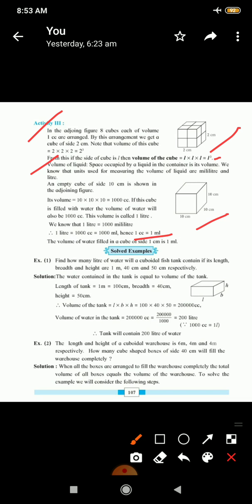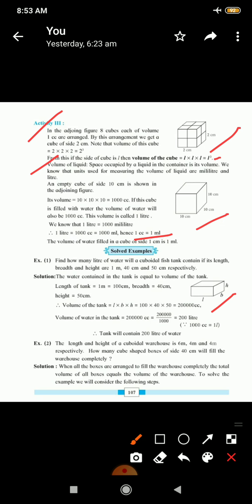Therefore, the volume of the liquid filled in a cube of side 1 centimeter is 1 ml. I hope you have understood this. Now let us go to the solved example. The first example: find how many liters of water a cuboidal fish tank will contain if its length, breadth and height are 1 meter, 40 centimeters and 50 centimeters respectively.